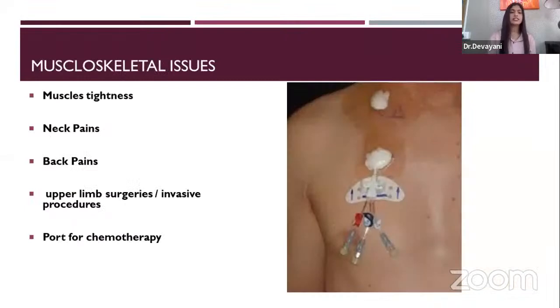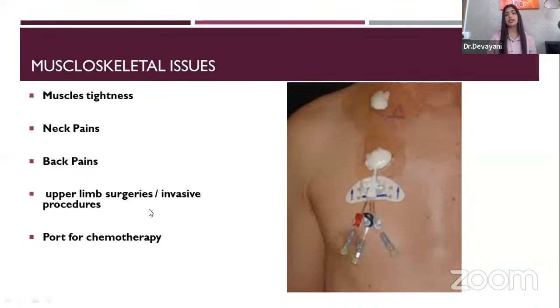Other musculoskeletal issues include muscle tightness, as I told, the pectoralis minor, the pectoralis major, the sternocleidomastoid tightness, and neck pains. Yes, there are because of all these arrangements. There are upper thoracic back pains because of paraspinal muscle spasms, as the patient is used to a very kyphotic posture, or they are not using their scapular retractors properly.